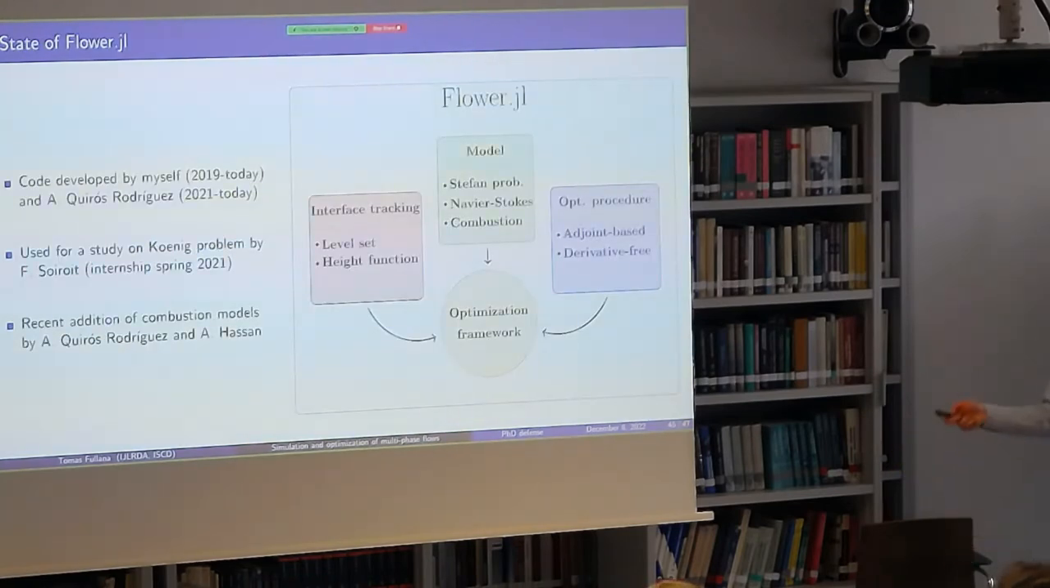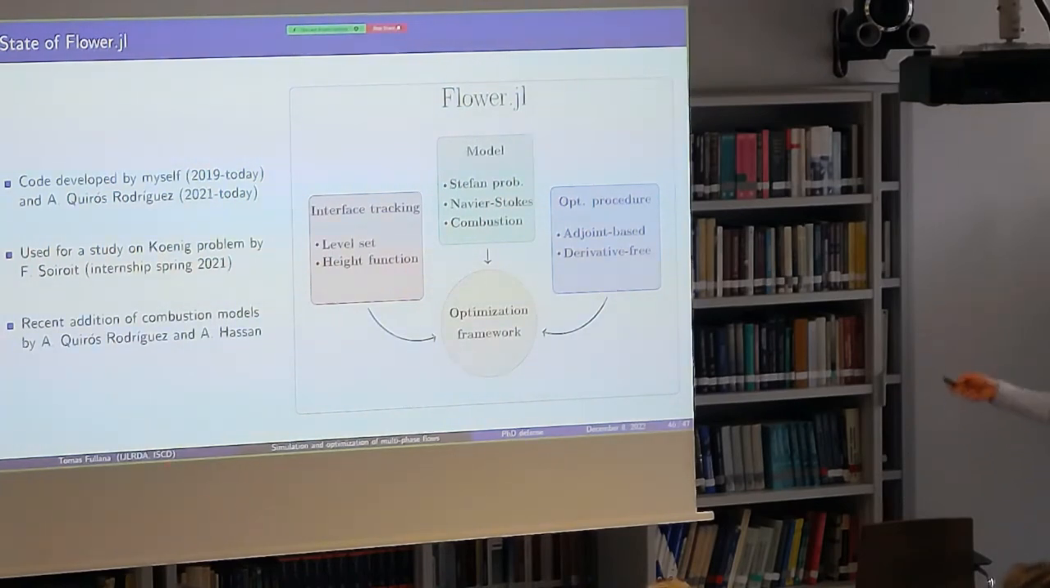Now, a few words on the state of Flower, which is the in-house code that we are using to solve all these problems. So this code was developed by myself when I started my PhD, and is now continued by Alejandro Quiroz Rodriguez since 2021. It has also been used for different types of problems. For example, a study on the Koenig problem by Flavien Soirot during his internship in 2021. We now have also additions of combustion models, again by Alejandro Quiroz Rodriguez and Ahmed Hassan.